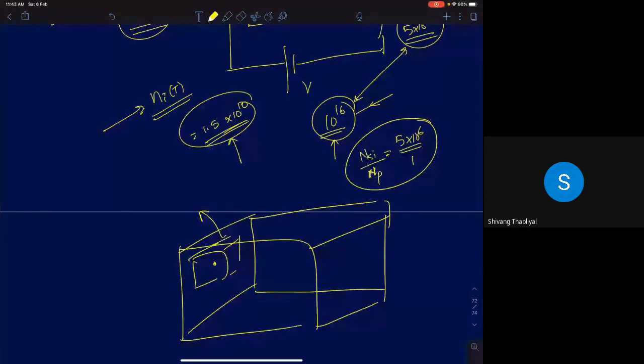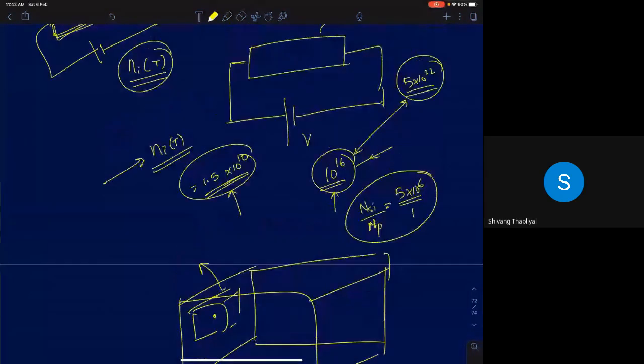But still, that one phosphorus atom is going to give away that one extra electron that it has for conduction at room temperature. So the moment you dope it, now at room temperature, you will have nearly 10 power 16 electrons available for conduction.